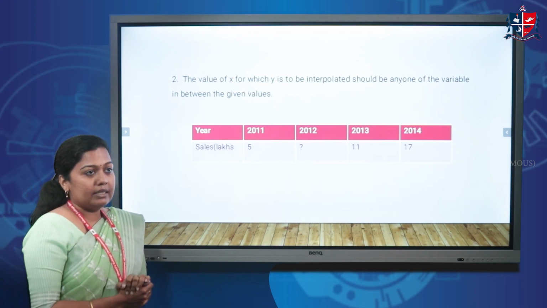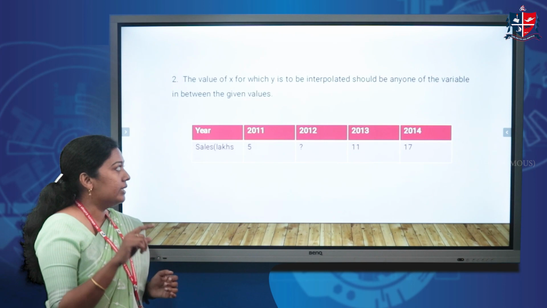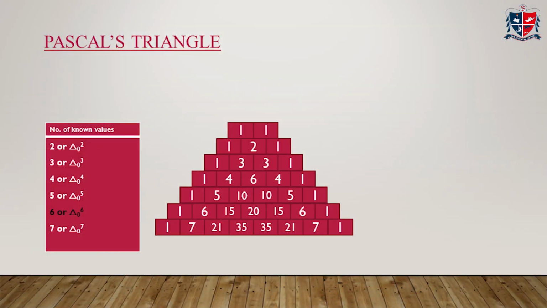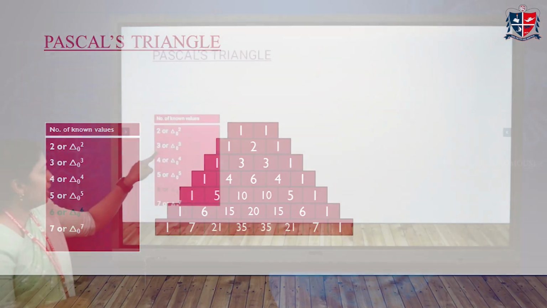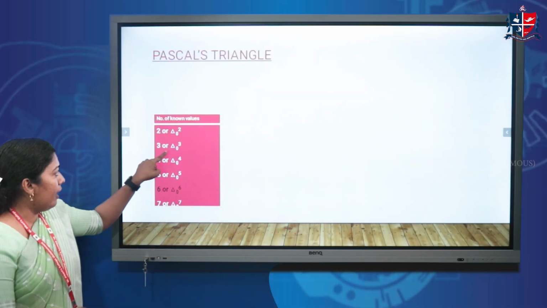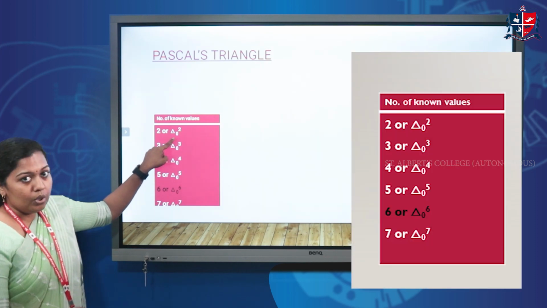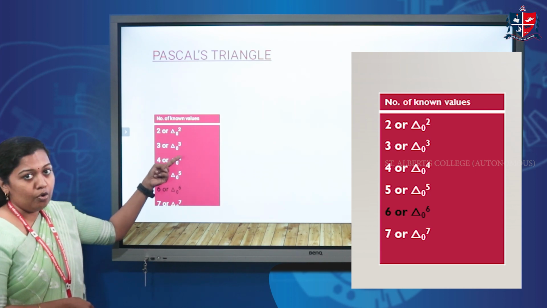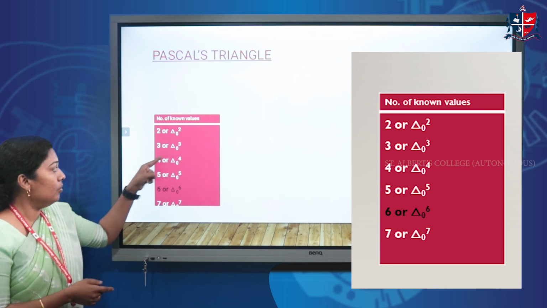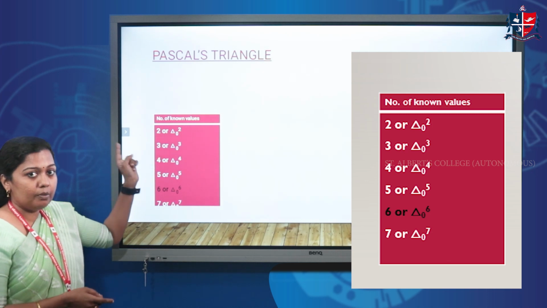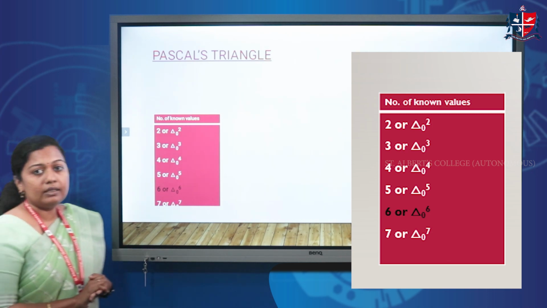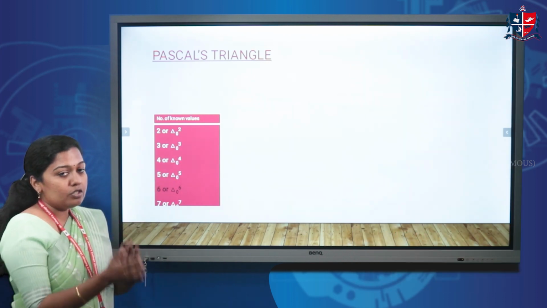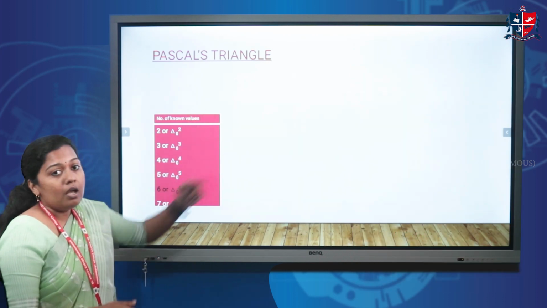If the known values are 3, in forming the equation, we have to write it as delta 0 raised to 3. So first let me explain Pascal's triangle. If the known values are 3, in the starting of the equation, you have to write delta 0 raised to 3. If the known values are 4, you have to write delta 0 raised to 4. That is for estimating the 5th value, delta 0 raised to 4. In the previous example, the known values are 3, so delta 0 raised to 3. That is the starting portion of the equation. The balance of the equation I will explain after showing Pascal's triangle.